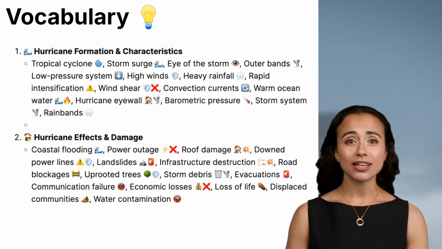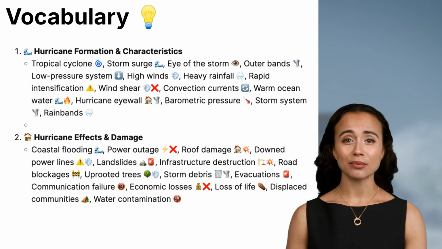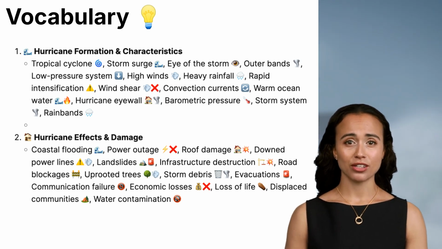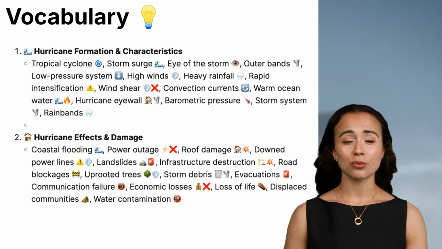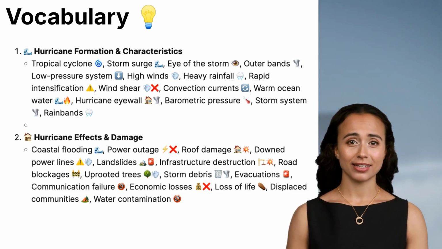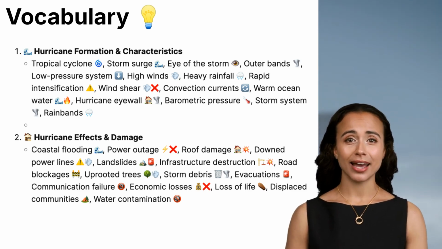Coastal flooding, the flooding caused by storm surges and heavy rain along shorelines. Power outage, a loss of electricity due to damaged power lines and infrastructure. Roof damage, destruction of roofs caused by strong hurricane winds. Down power lines, power lines knocked over by strong winds or falling trees. Landslides, mud and debris slides caused by heavy rain on unstable slopes. Infrastructure destruction, severe damage to roads, bridges, and buildings.